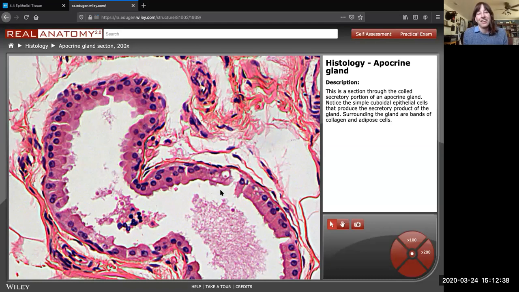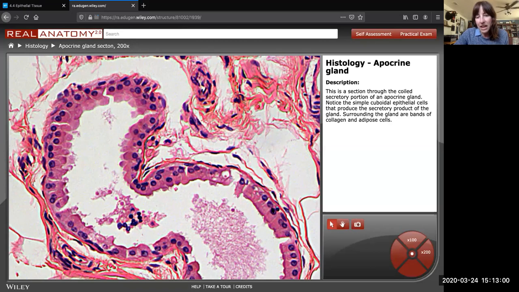Okay. So we're back in Wiley Plus. We're looking at the Wiley Plus Real Anatomy Histology. We're looking at a gland. Don't worry about what type of gland it is yet. We'll talk more about gland types in a bit. And we've got simple cuboidal epithelial cells. So we've got a single row of nuclei.